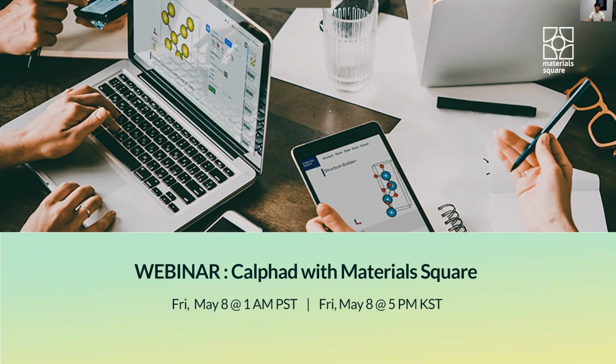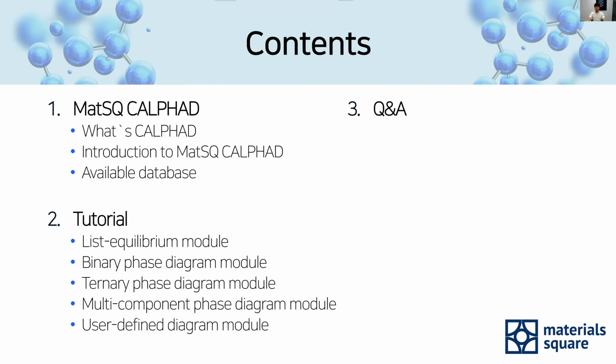Today I will talk about an introduction to MatSQ Calphad and the method for using MatSQ Calphad. Here are today's contents. Firstly, I will introduce characteristics of MatSQ Calphad and talk about the available database in MatSQ Calphad. Secondly, in MatSQ Calphad, there are 5 types of thermodynamic calculation service. So I will talk about how to use each individual service.